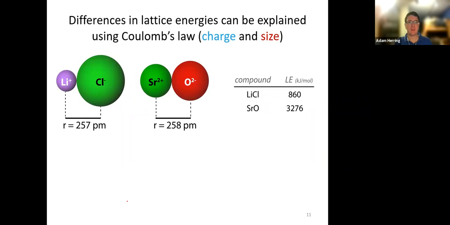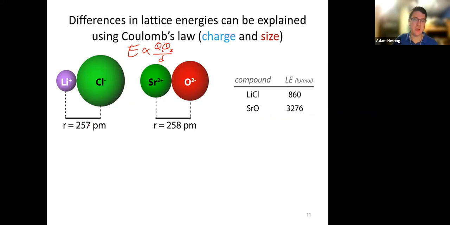So let's take a look first at differences in lattice energy based on the charge of the species involved. So the lattice energy of lithium chloride is about 860 kilojoules per mole. Strontium oxide is about 4 times that much. Now, when we take a look at Coulomb's law, it says that the energy of the attraction is directly proportional to the product of the charges over the distance between them. We note that the radii between the nuclei is almost identical.